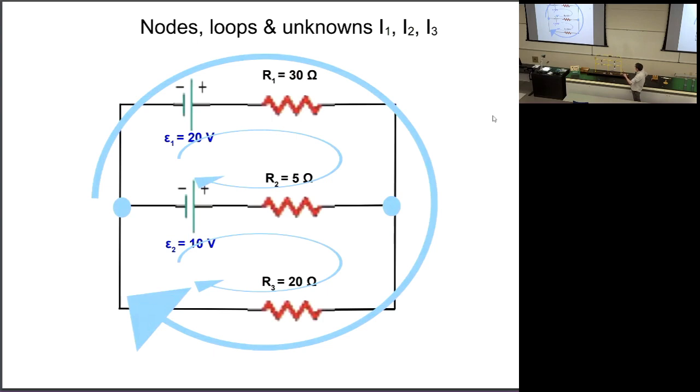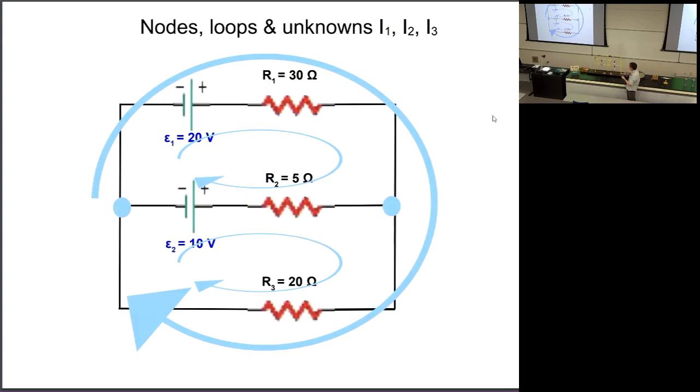So there's a loop, a big loop around the entire circuit, and then there's two smaller loops around the bottom half and around the top half. So there's actually 5 locations you could apply Kirchhoff's rules to. And in principle, you could write down 5 equations. Now, we only need 3, because we only got 3 unknowns. So that's the first thing. We just need to write down 3 equations.